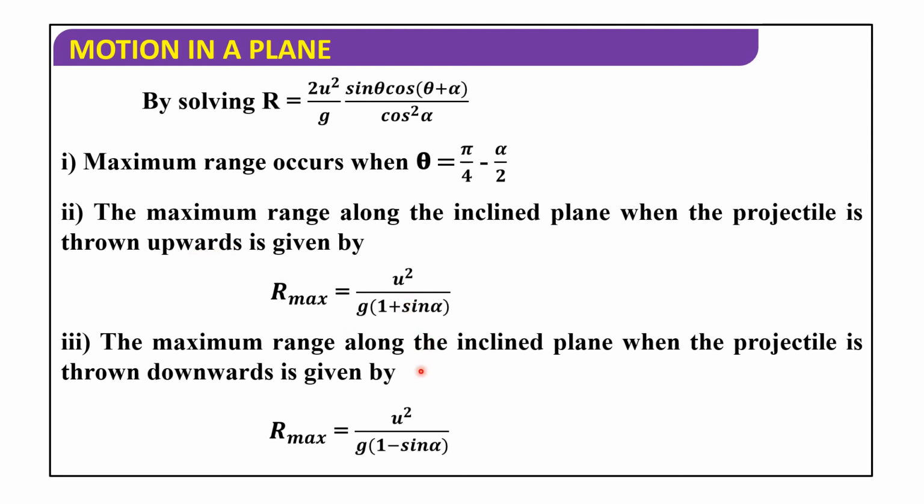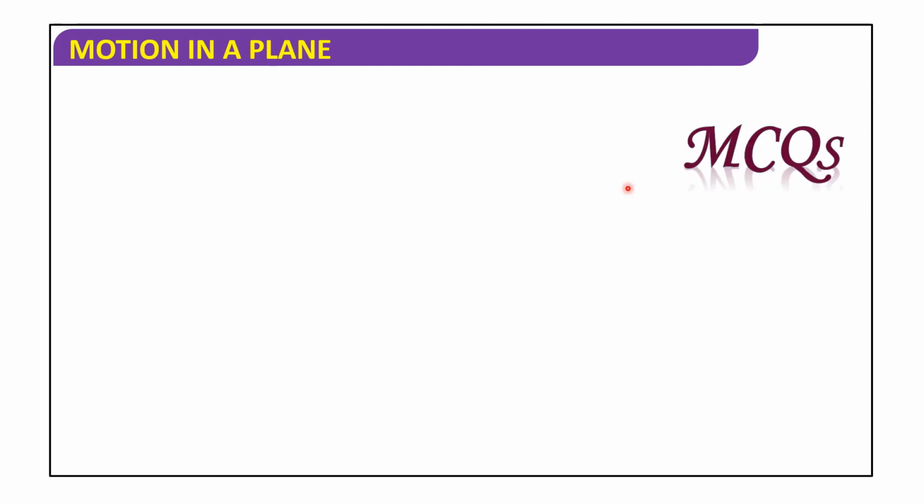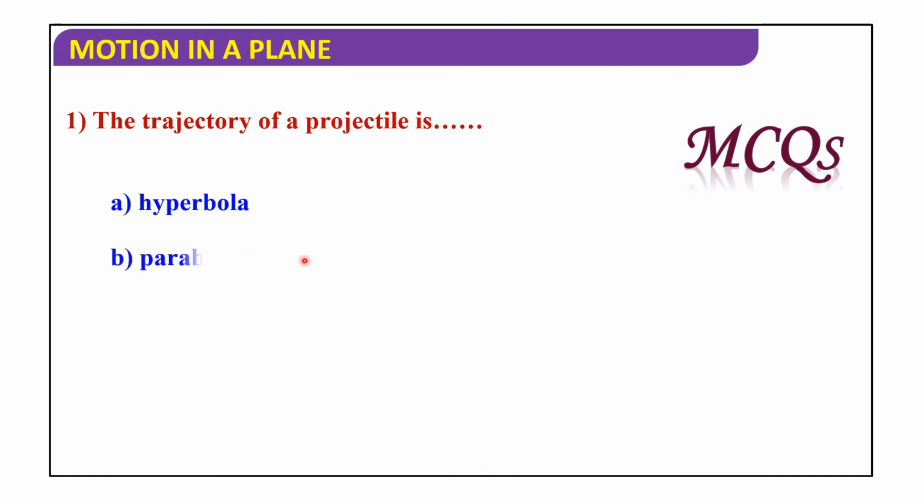Okay. Next, now I'll discuss MCQs. First one. The trajectory of a projectile is: hyperbola, parabola, ellipse, straight line. So the trajectory of a projectile is a parabola. So the second option is correct.